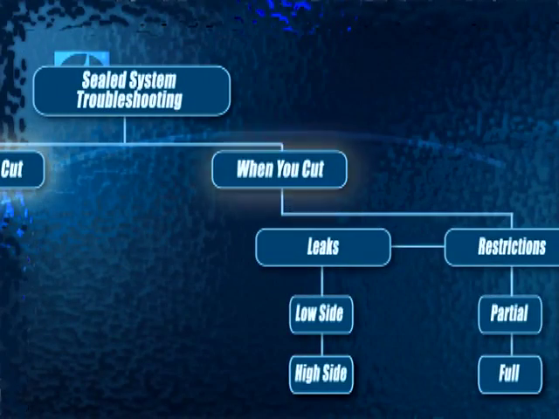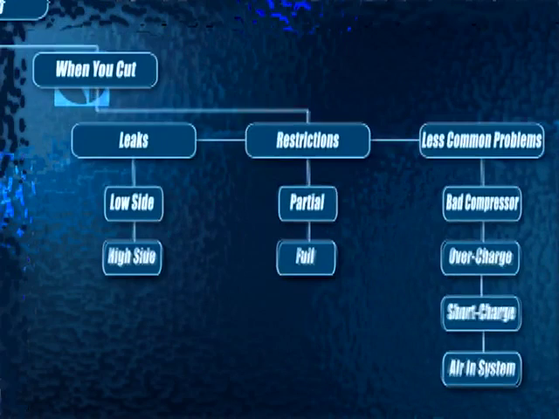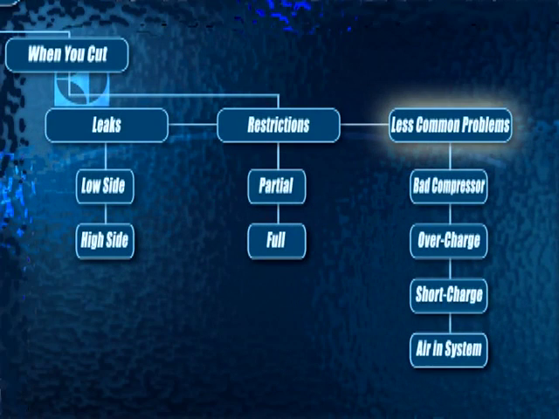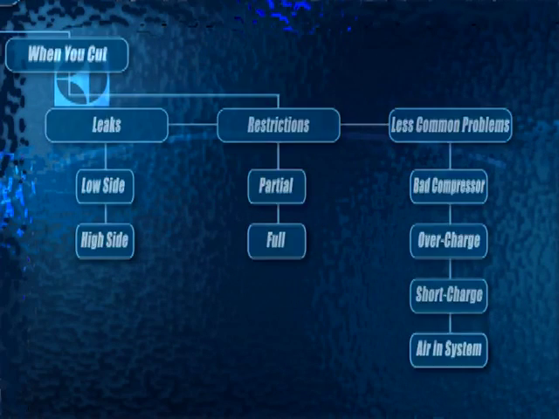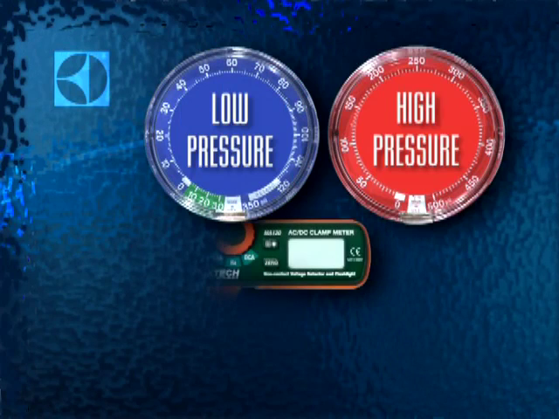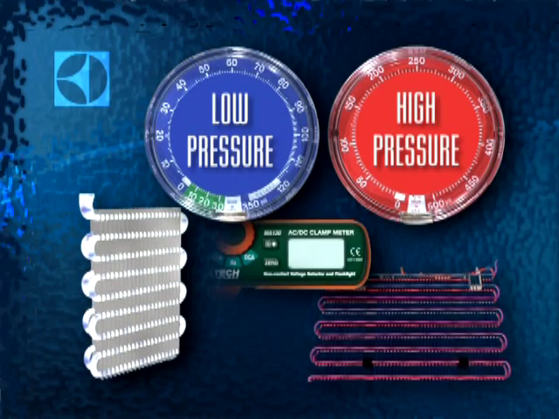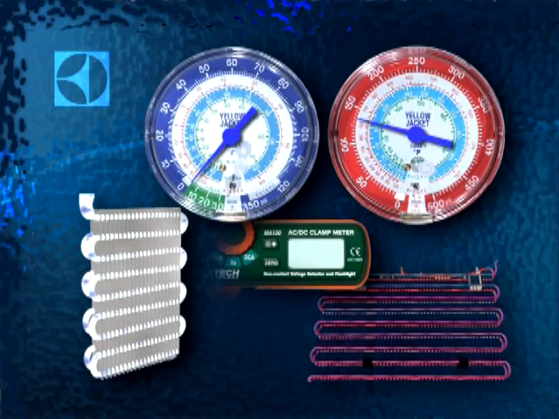There are two common problems that can arise in a sealed system: leaks and restrictions. Beyond that, there are a few less common problems. Each problem can be identified by comparing and contrasting the readings on your gauges and your meter with the status of the evaporator and condenser. These readings will be abnormal in various ways based upon the problem at hand.